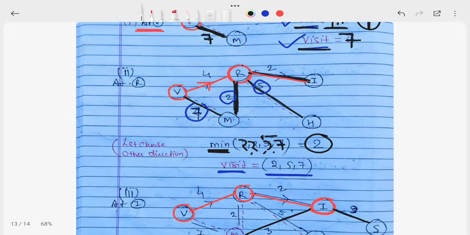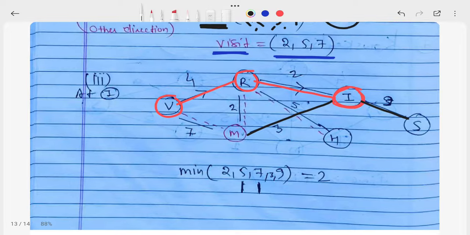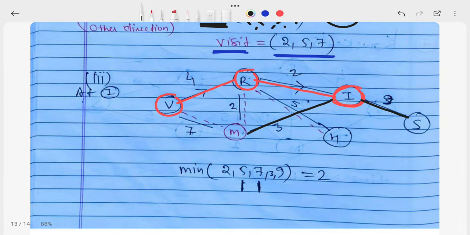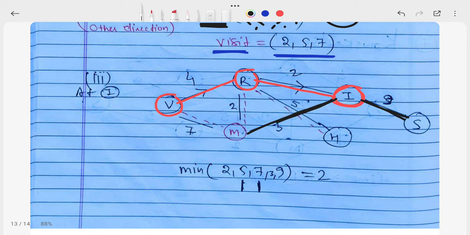Now see here also. At this point, one is 9 and one is 5. What I told, one is 9 and one is 5, at I. Now at I, the minimum. Initially the visit was 257, so 257 I will definitely write from the visit. From the visit I will take the values into my minimum.